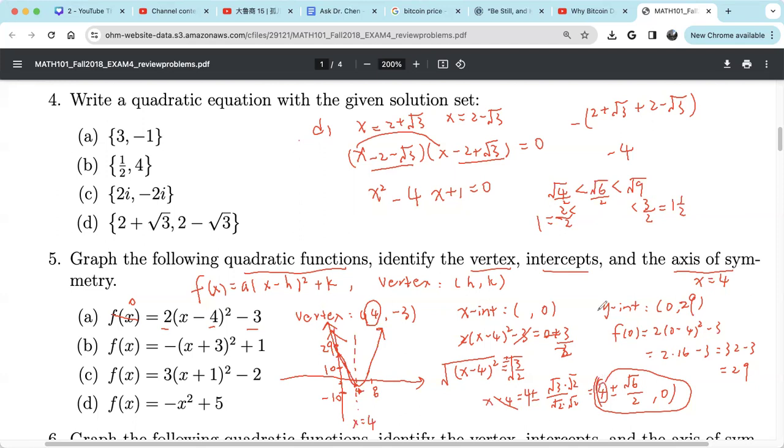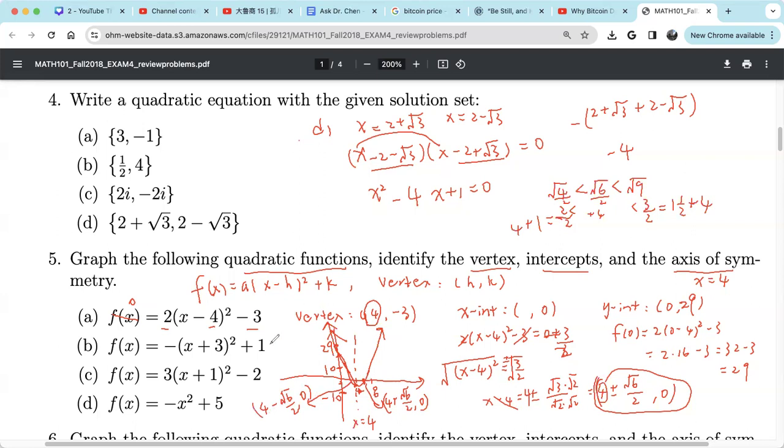Now let's add 4. So if we add 4, the number is in between 5 and 5.5. So we could mark this one as about 5.5, but we could just write (4 plus radical 6) divided by 2, comma 0 here to indicate this point. And the other point on the other side is read as (4 minus radical 6) divided by 2, comma 0. These are the x-intercepts.